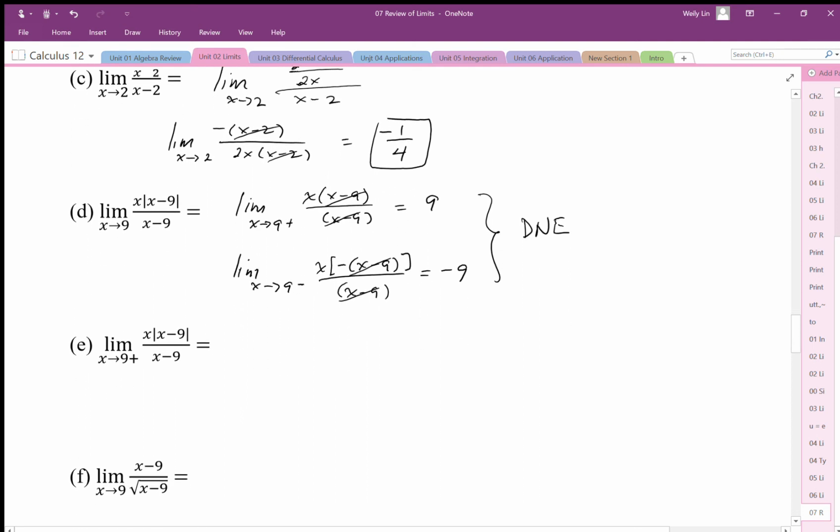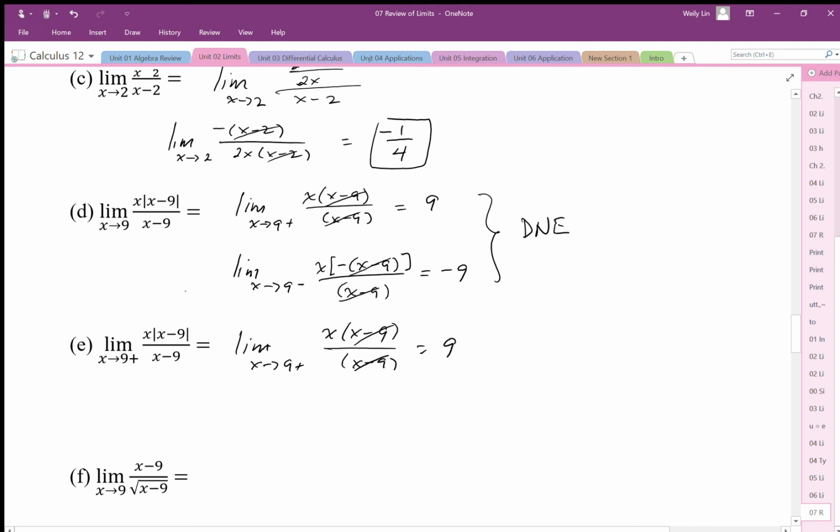Well, that means then that we've actually worked this out. This is actually the first one up here. So the limit as x goes to 9 from the positive side is really just the limit of the positive version of that absolute value. So we just take away the absolute value, and we end up with our limit equaling 9 like we had before.